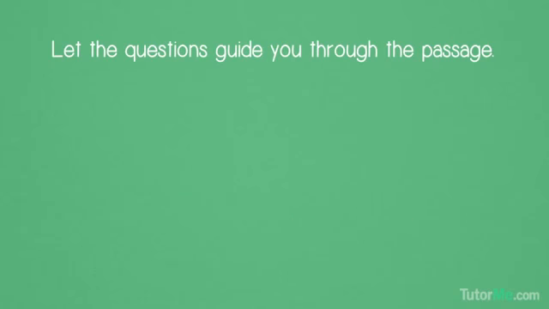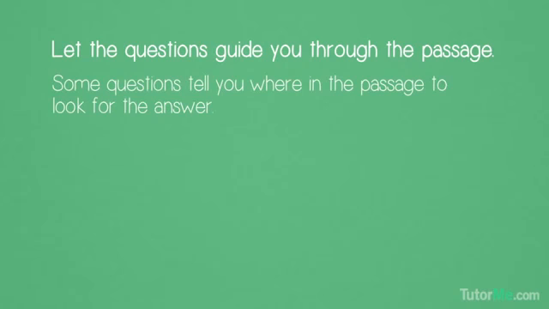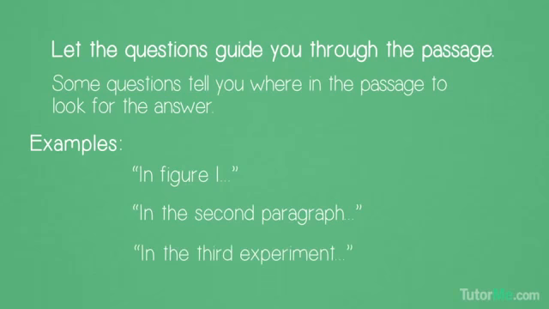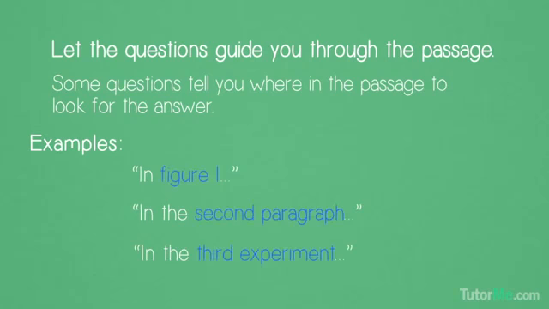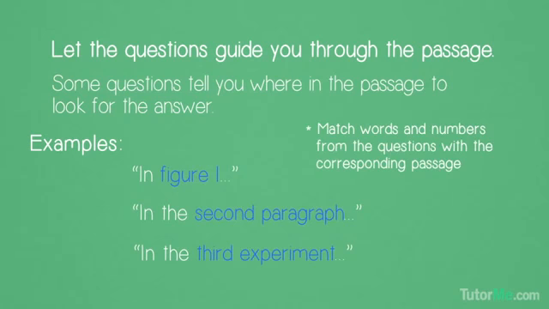Let the questions guide you through the passage. This is an important note. Just like the reading test, some questions will tell you exactly where to look for the answer. For example, in Figure 1, in the 2nd paragraph, and in the 3rd experiment. When you see that, head directly to the part of the passage that the question references. Try and match words and numbers. If you see them in the question, look for them in the passage, and you should find all the context you need to answer the question correctly.